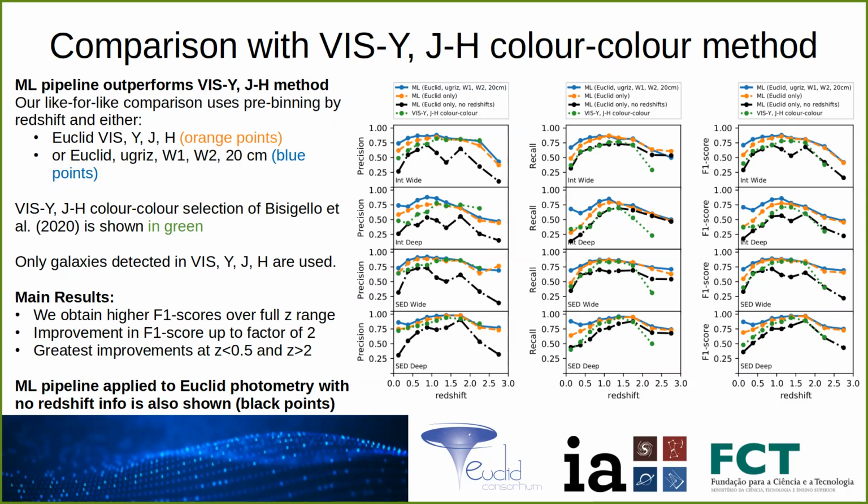And then the green line is showing a color selection method from Pizzagello's paper in 2020, which was using the VIS minus Y, the J minus H colors. As you can see, the machine learning methods generally outperform the color selection. This is easy to understand because the machine learning method has a lot more information at its disposal. It can learn how to weight the different colors in an optimal way to arrive at the best answer. Whereas with the color selection, there's only two variables there, and you're basically missing a lot of information.